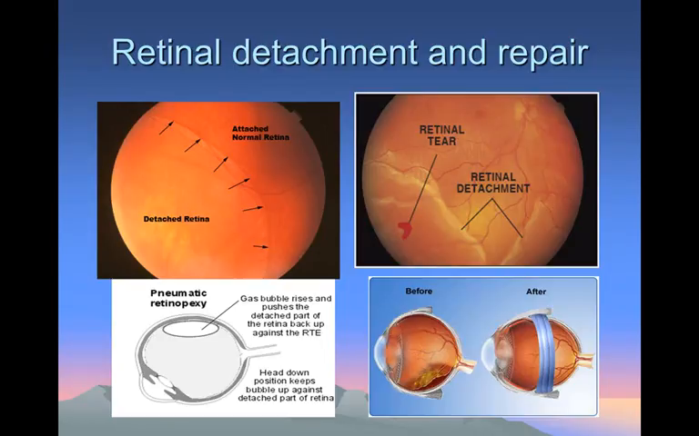The problem with this is that the head down position keeps the bubble against the detached part of the retina. So as long as that air bubble's in there, the patient needs to leave their head down. We're talking about days, 16 to 20 hours or longer. So they need to leave their head down and the affected eye up. Other treatments can be cryotherapy, laser therapy, and sometimes they'll do laser and the bubble together to try to get the retina to lay back where it needs to.